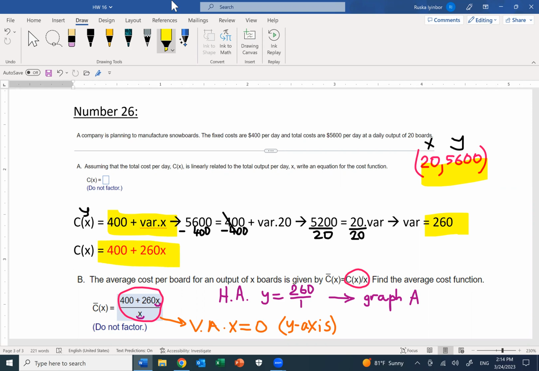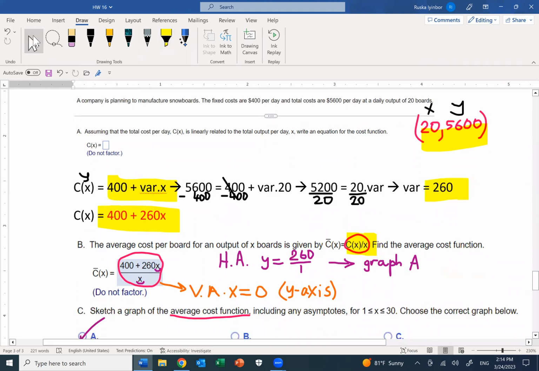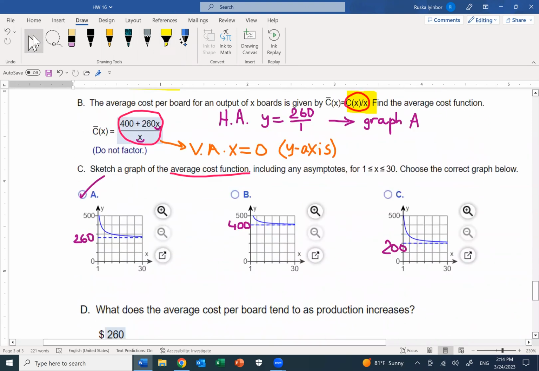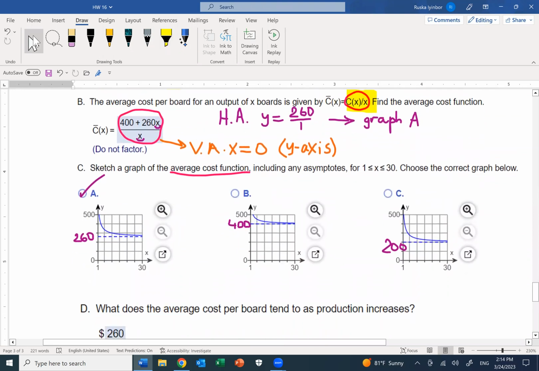And then the next one, they're asking what is the average cost. For average cost, they give you the formula, which is cost over X. So pretty much you copy the answer from A and just put it over X. Nothing else. And then you have to pick the right graph. How do you pick the right graph? We're just going to analyze the function again. The average cost function is a fraction.